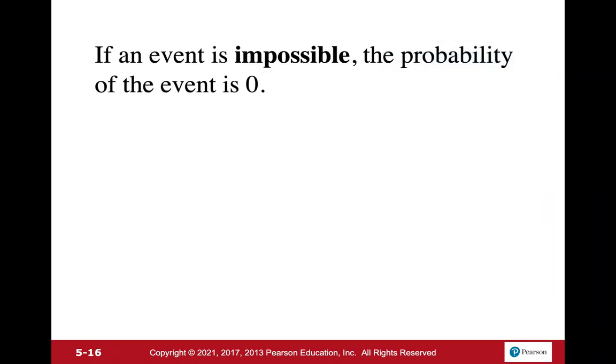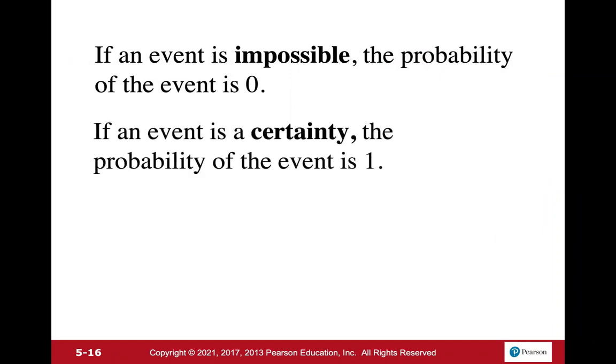Awesome. So now we're going to talk about impossible and certain. If an event is impossible, the probability of the event is 0. If an event is certain, the probability of the event is 1. So impossible would be something that will never be likely to happen.